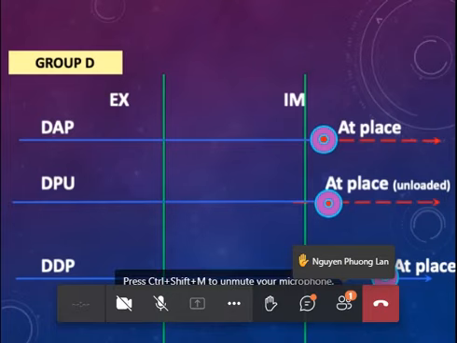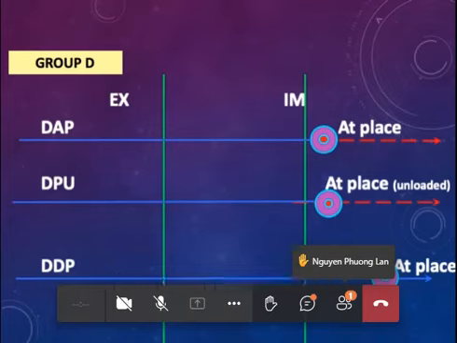Dạ thưa cô, với điều kiện DDP thì người bán giá cao hơn. Thì đúng là như vậy, đúng không? Rõ ràng là như vậy. Với điều kiện DDP, người bán phải chịu nhiều chi phí hơn, thì rõ ràng nó sẽ dẫn đến giá bán phải cao hơn chứ, đúng không?